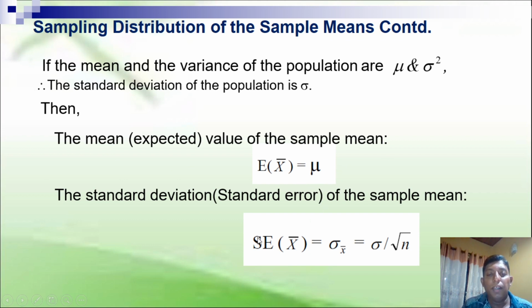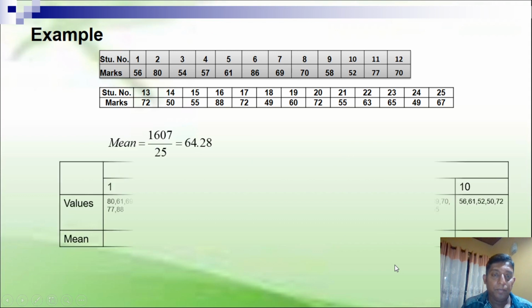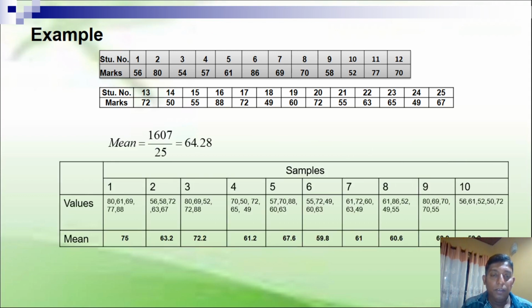In the same way we can also prove the second property. The standard deviation of the sample mean is equal to the population standard deviation divided by the square root of n, where n indicates the sample size. I think now you have an idea about the sampling distributions.